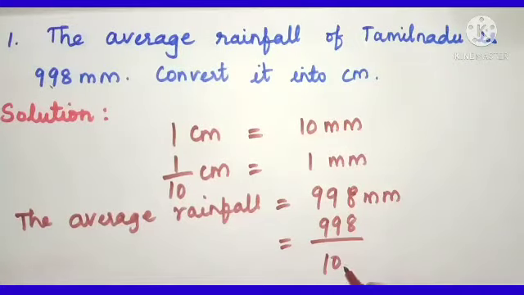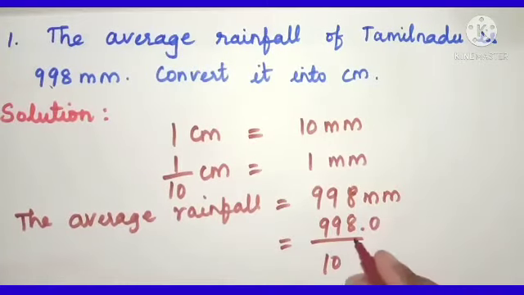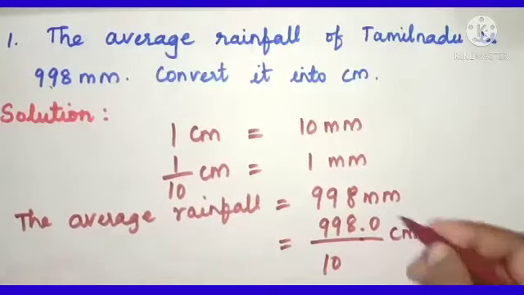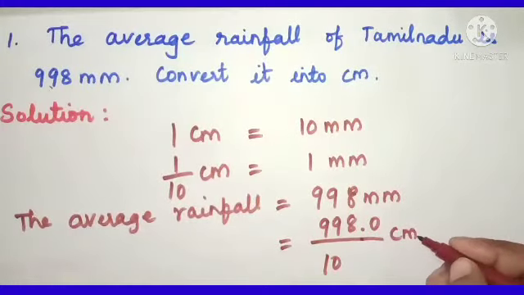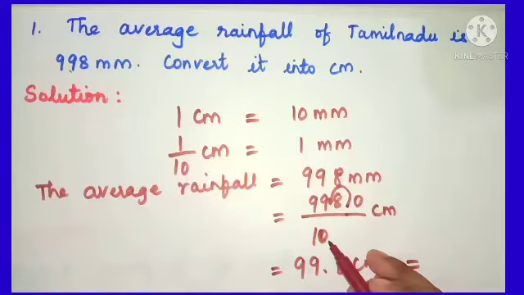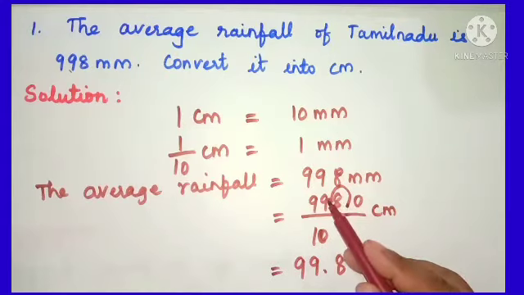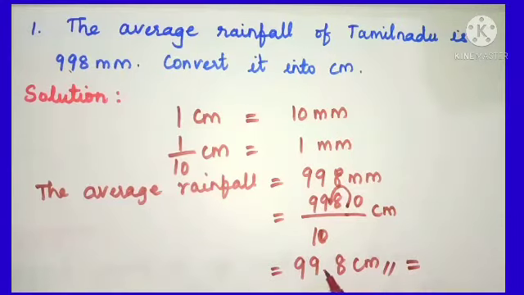998 divided by 10. So let us take 998.0. Now millimeter changes to centimeter. Now we are dividing 998 by 10. There is only 1 zero in the denominator. So you need to move the decimal point before one digit. So 99.8 centimeter is our required answer.